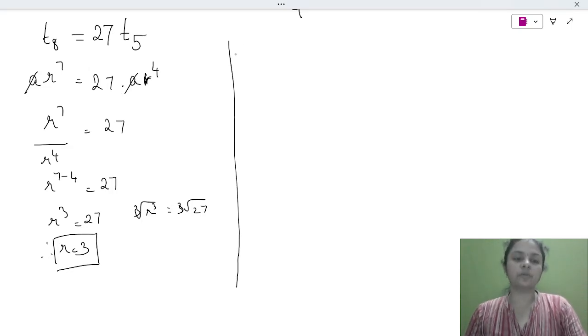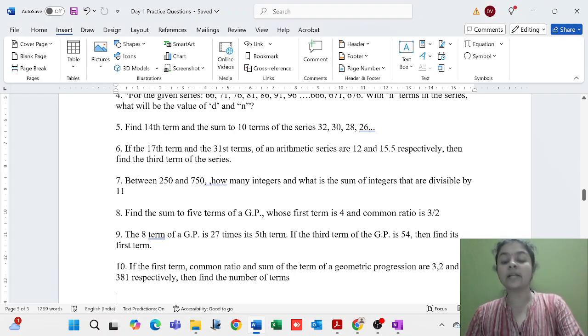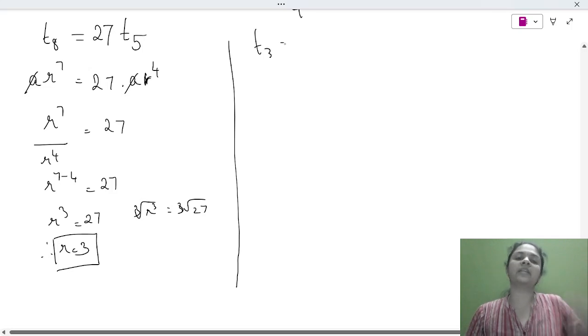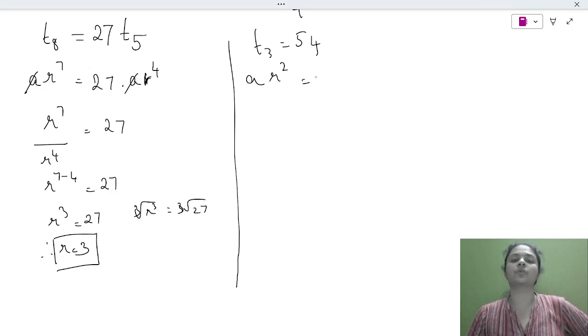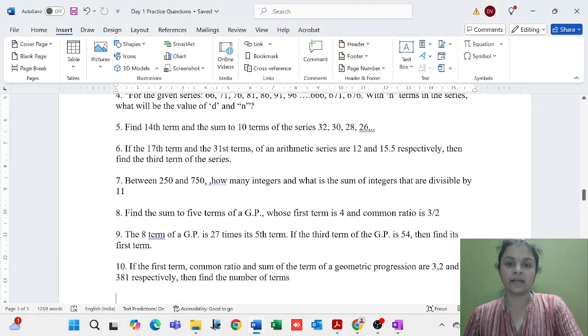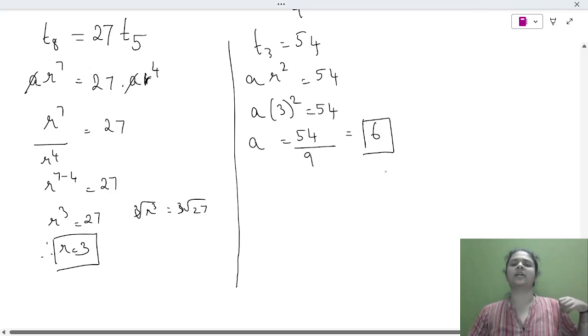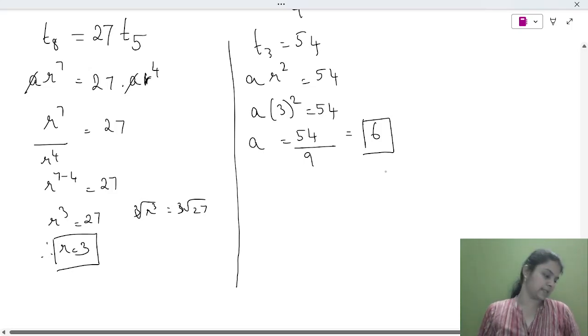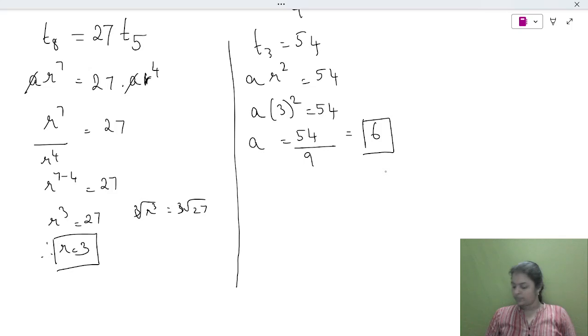Okay. Now that R is found out, the third term of the GP is 54. So T3 is equal to 54. A into R power n minus 1. 3 minus 1 is 2, is equal to 54. R already we have found out. A into 3 power 2 is equal to 54. A is equal to 54 divided by 3 square, 9. Answer is 6. So A is equal to 6. Now we have found out A and R. Let's see what they are asking. Find its first term. That's the answer found. So A is equal to 6. This is the final answer.